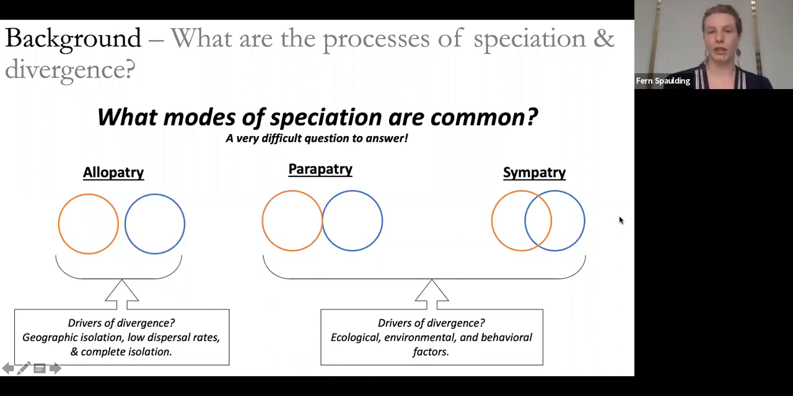So continuing on with processes of speciation and divergence, what modes of speciation are common in general? This is actually a very difficult question to answer, but some general things are that the drivers of divergence for allopatric speciation include geographic isolation, low dispersal rates, and complete isolation. Likewise, for parapatric speciation and sympatric speciation, drivers of divergence can be ecological, environmental, and behavioral factors.